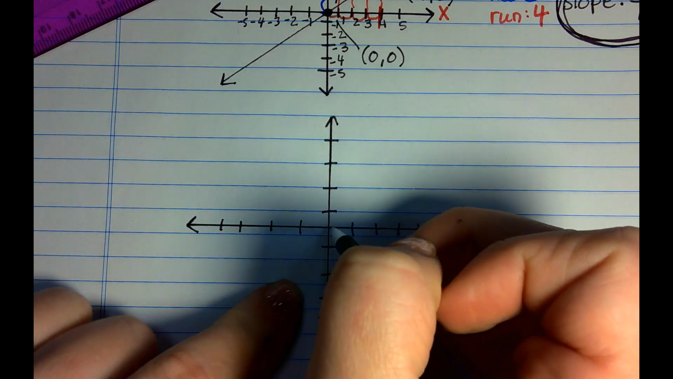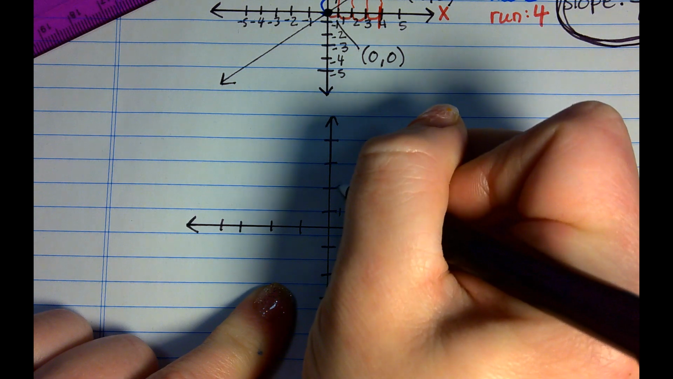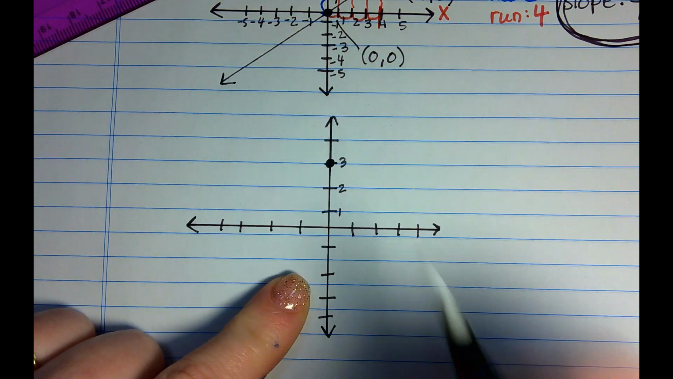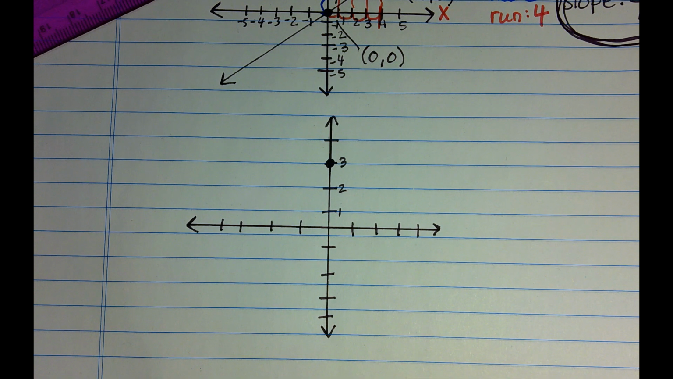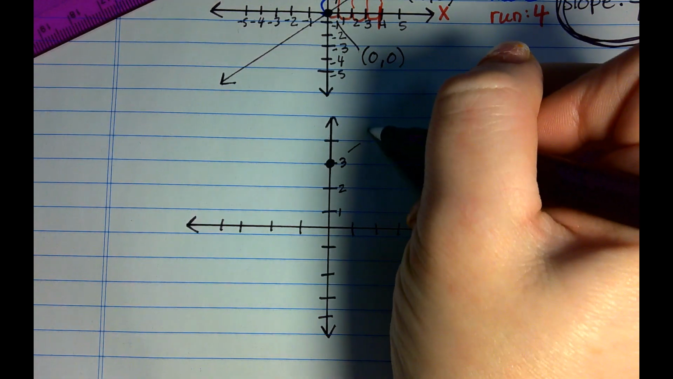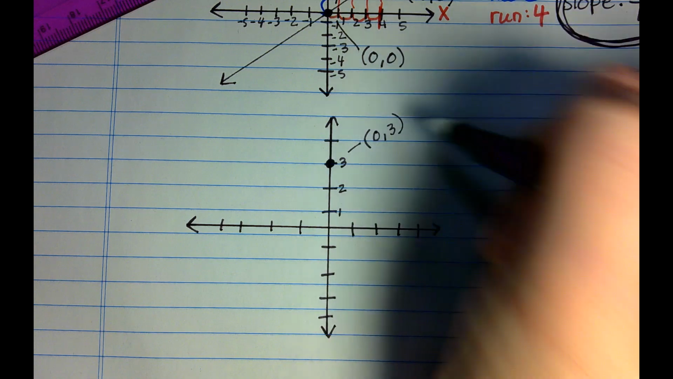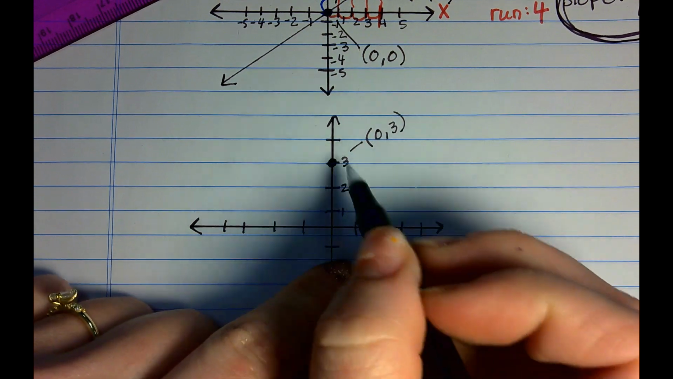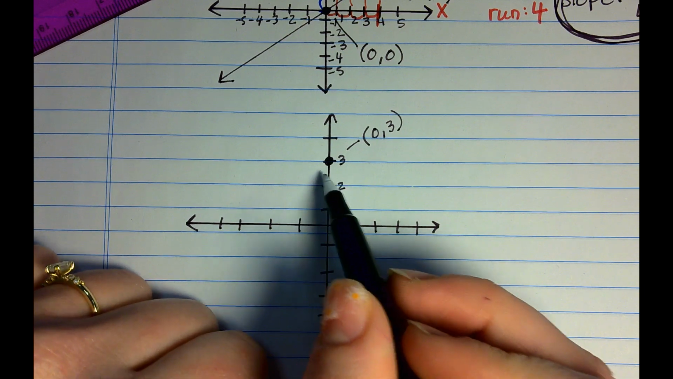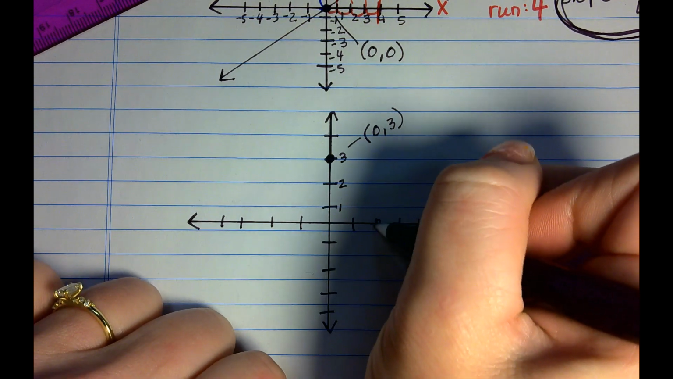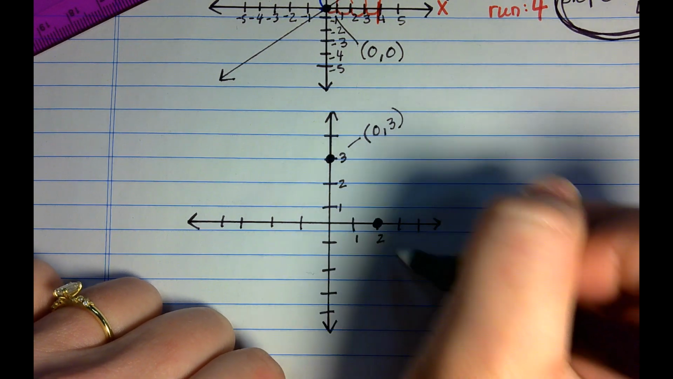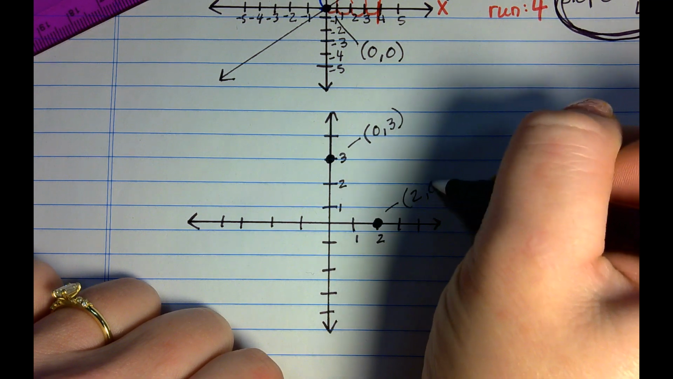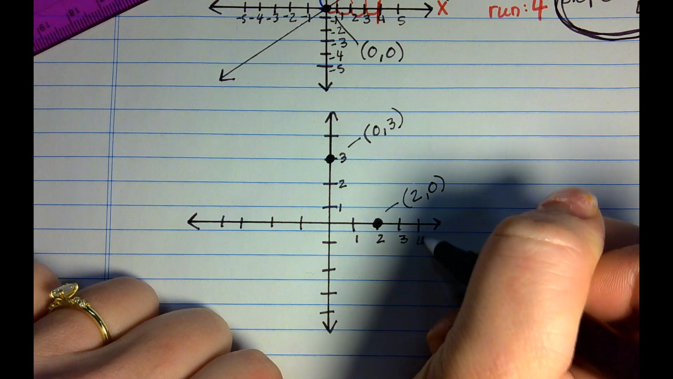This time I will put my first point at y is 3. So 0, 3. And I'll try to make it a little bit easier for us to count it since I'm not using graph paper. I'm going to put my second point right down here at x is 2. So 2, 0.